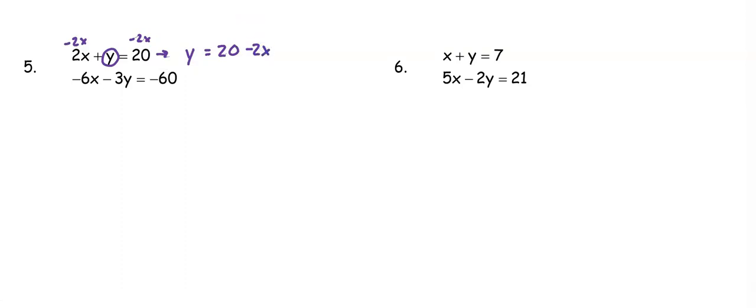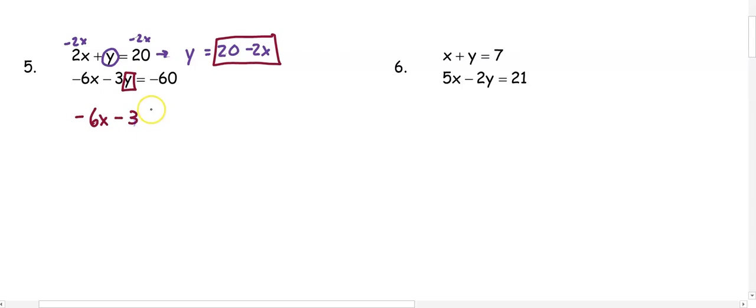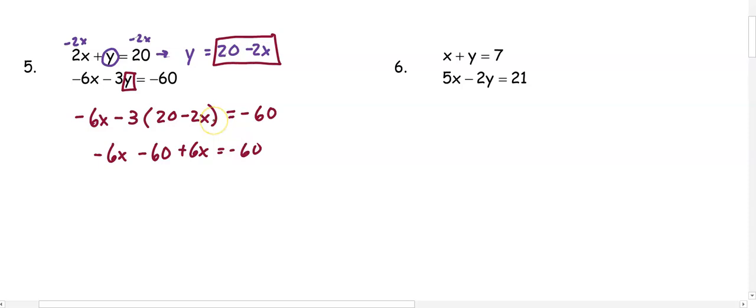Now I'm going to take what y is equal to, and I'm going to substitute for y in the other equation. So I get negative 6x minus 3, parenthesis 20 minus 2y equals negative 60. When I distribute, I get negative 6x minus 60 plus 6x equals negative 60. When I combine the x's, I get 0, and I'm left with negative 60 equals negative 60. This is a true statement, so this is our other special case. Remember, when this is true, we're going to have infinitely many solutions.